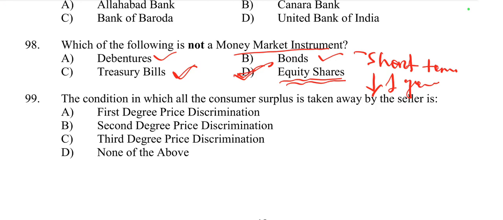So less than 1 year, these are called money market instruments. But here debentures and bonds can sometimes be long term, but the instruments used for short term financing in the money market are distinct from the equity share, which represents ownership in a company and is part of the capital market, not the money market. These are related with capital market, equity share. So option D is right here.